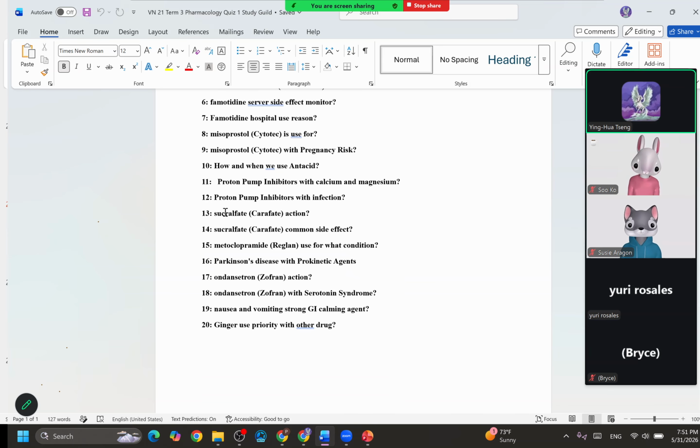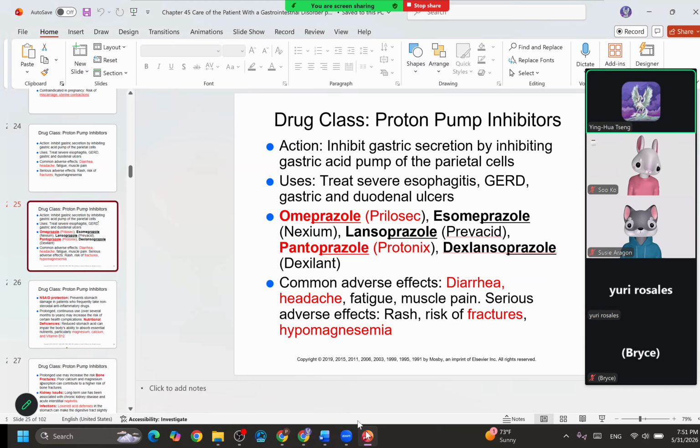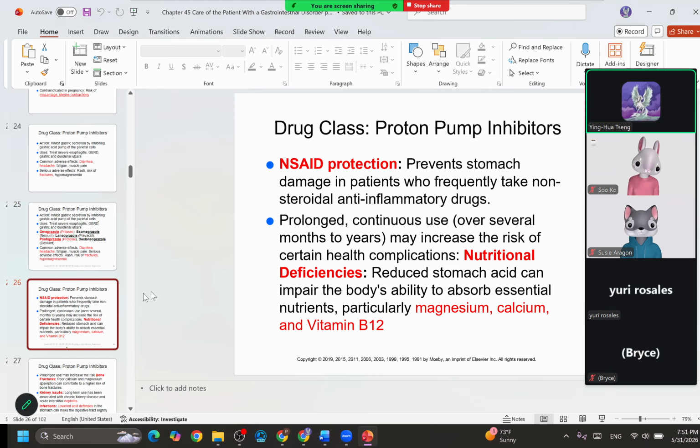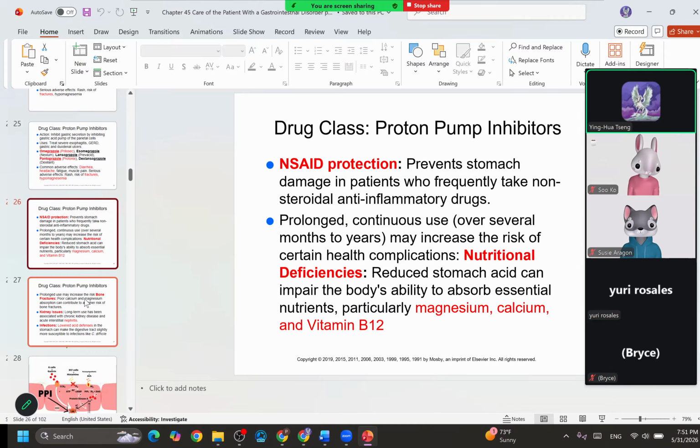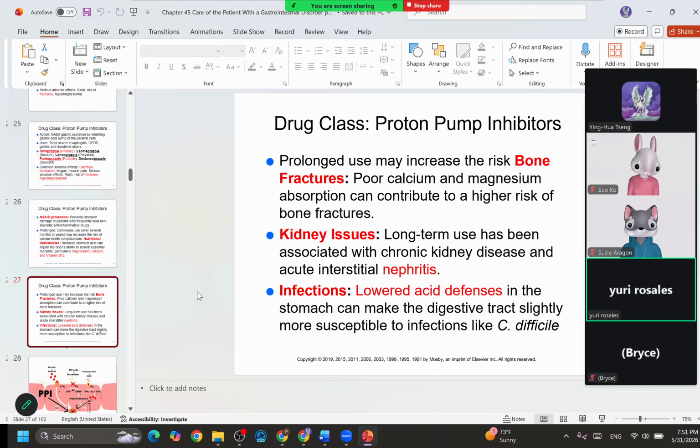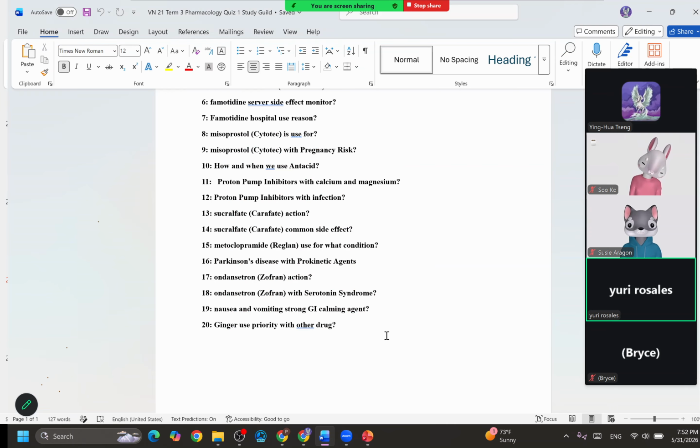All right, proton pump inhibitor with the infection. What's the relationship? It increases the risk for C. diff. Why? It lowers the acidic defenses, the stomach acid. The stomach acid will destroy the bacteria, and without it the bacteria go into the colon and become uncontrollable C. diff. So this is the reason.